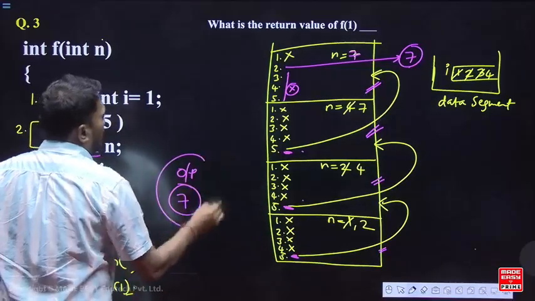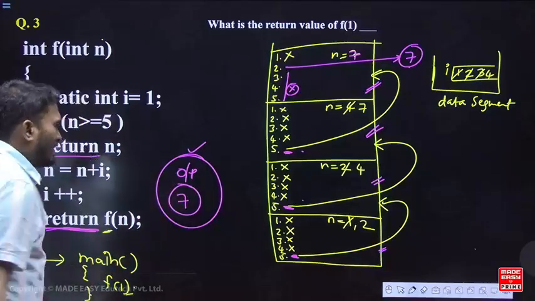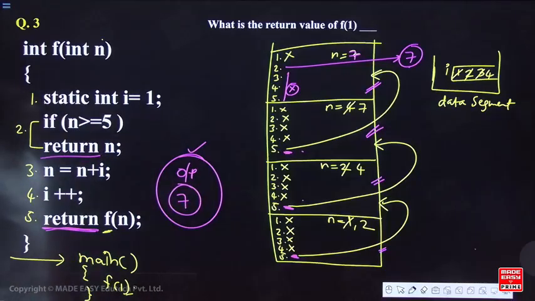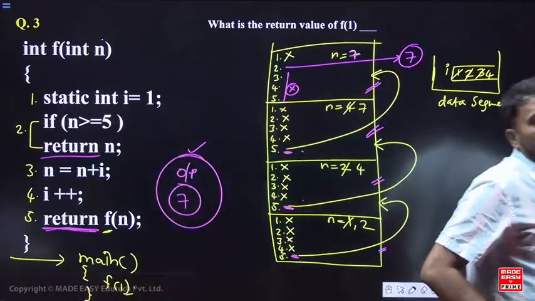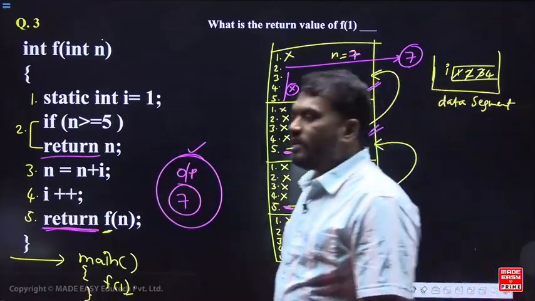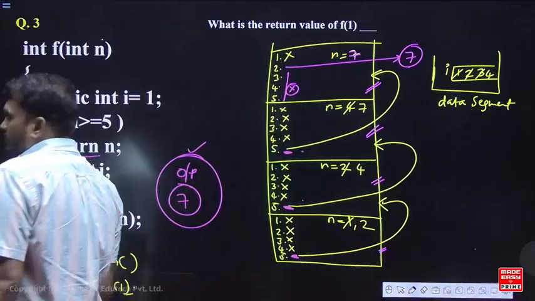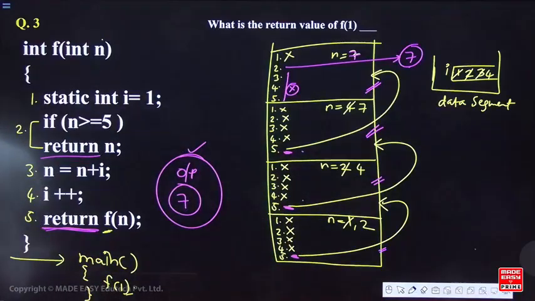Is that clear? So what is the return value of the function? 7. So this is how the program execution will take place. Is this clear for everyone? So copy all this. Next, in the continuation we are having so many other questions.